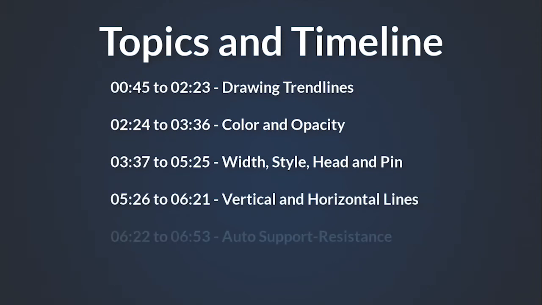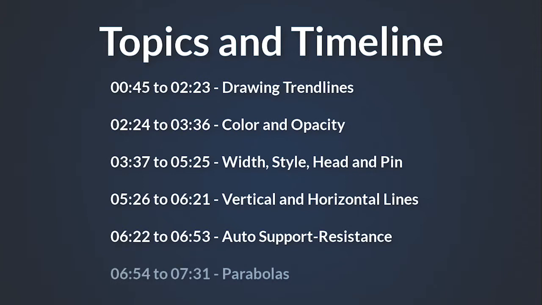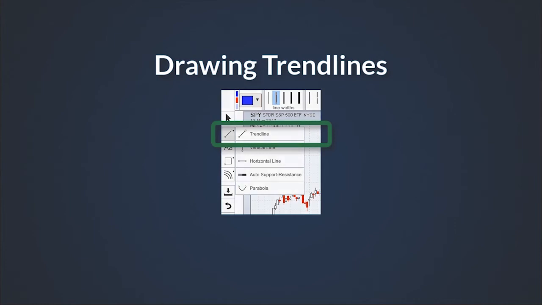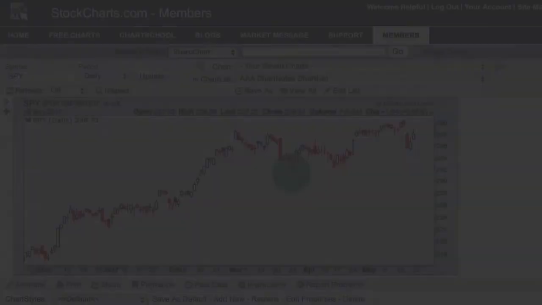We'll then move on to the vertical and horizontal lines, show you how to use the auto support and resistance tool, and then show you how to draw parabolas or curved lines. Selecting the trend line tool and drawing trend lines.